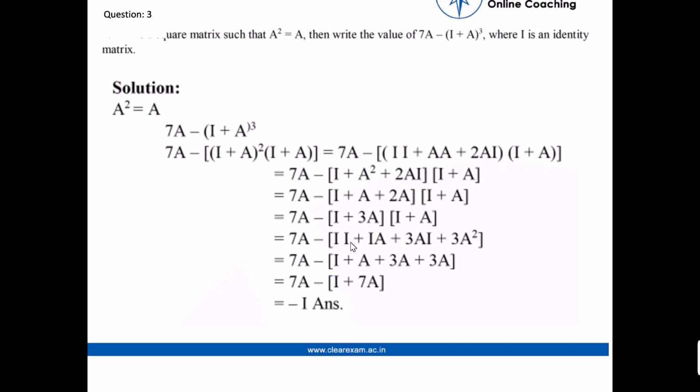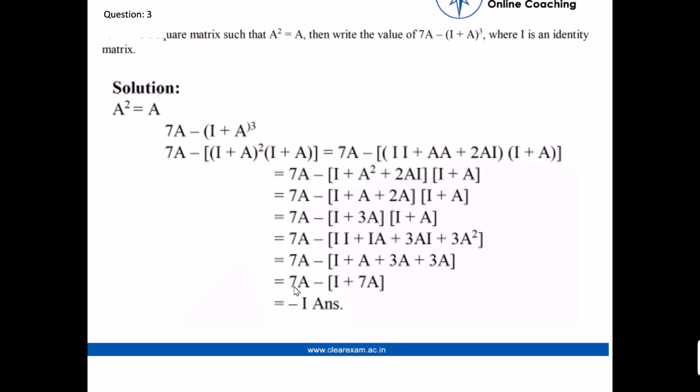We just simply open the brackets. From that we get I into I plus 3AI plus 3A squared. So we simply solve the equation: 7A minus I into I is equal to I, as we know, and identity with another matrix will be another matrix, plus 3A plus 3A, as we simply put the value of this A squared is equal to A.